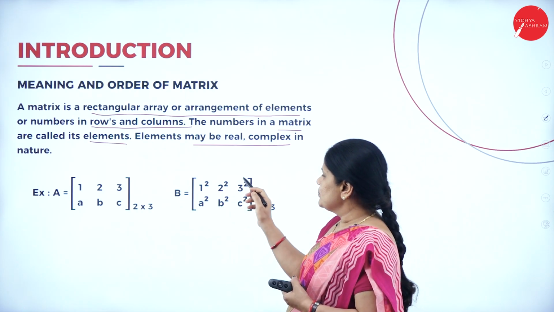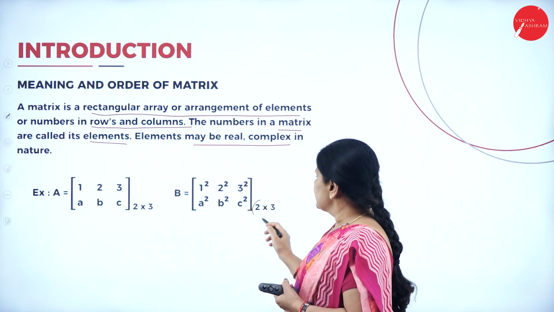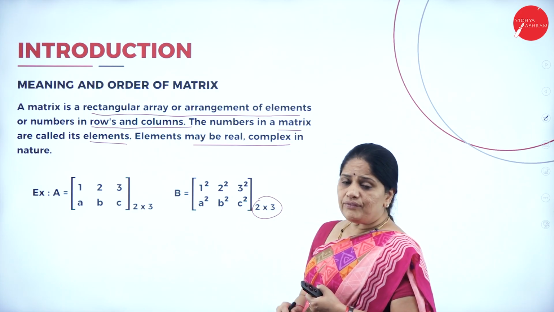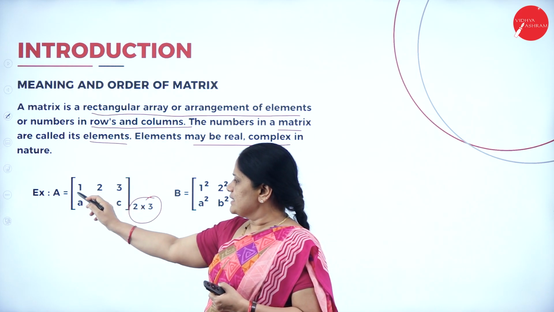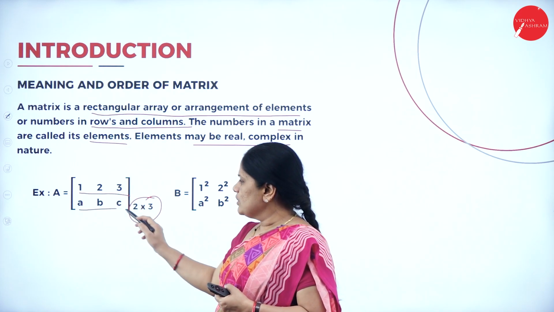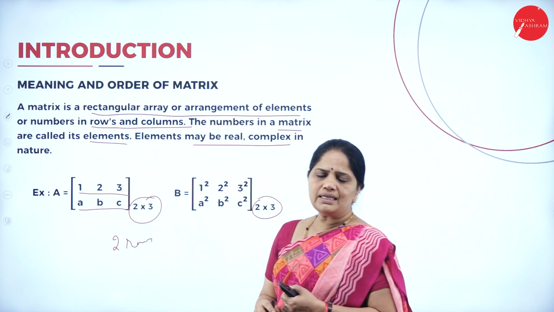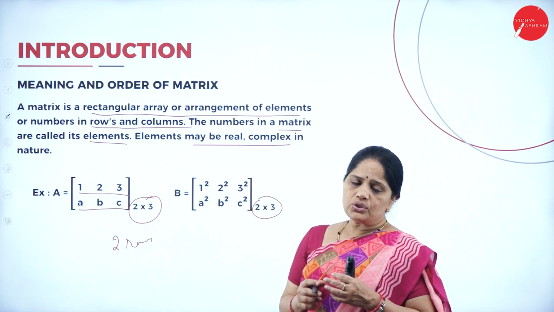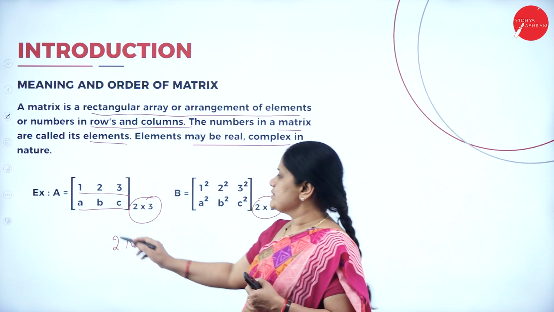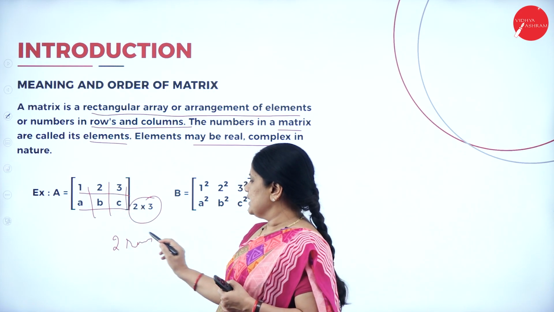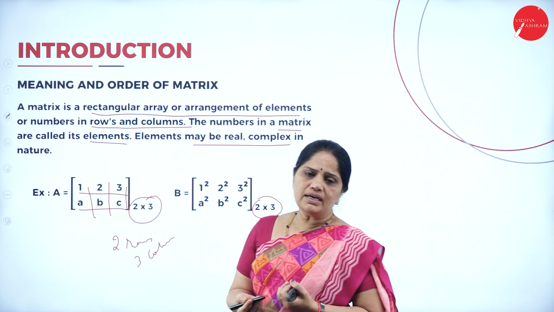So, it is 1 square, 2 square, 3 square, A square, B square, C square. So, the order of the matrix is 2 into 3. Now, we should understand what is the meaning of 2 into 3. So, this means first this is 1 row, that means 2 rows. 2 by 3 is the order of the matrix. So, 2 stands for number of rows, 3 stands for number of columns. So, here 1, 2, 3. So, 3 columns. So, this is the order of the matrix.